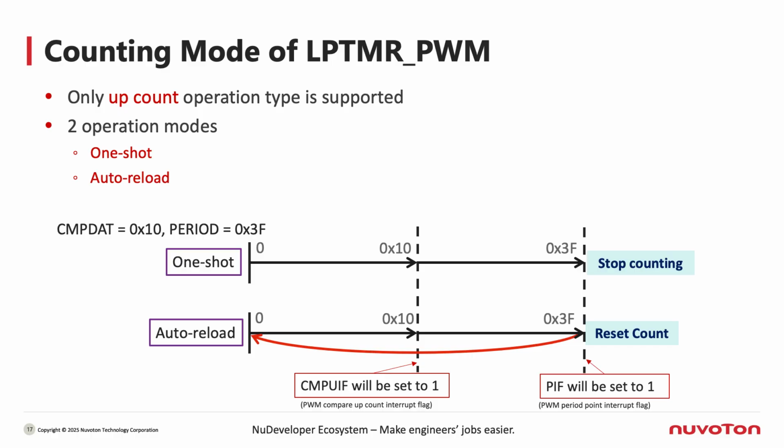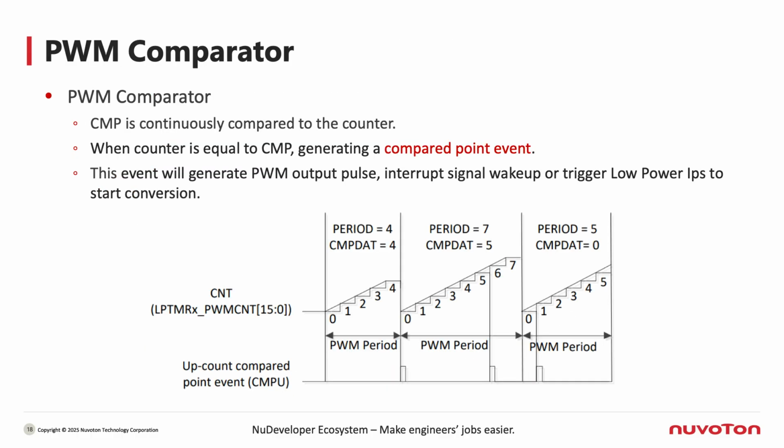One-shot mode. The counter stops counting once it reaches the period value. Auto reload mode. When the counter reaches the period value, it resets to 0 and continues counting automatically. The compare value is continuously compared with the counter value, and when they are equal, a compare point event occurs. Users can configure actions to take place when this event happens, including generating a PWM output pulse, waking up the system, or triggering other low-power peripherals.